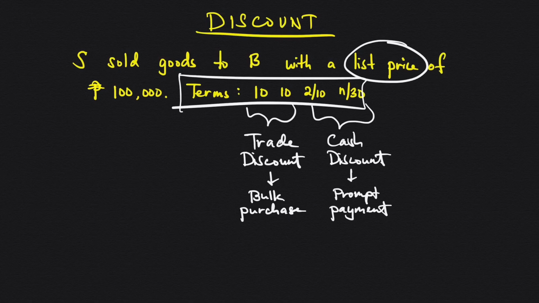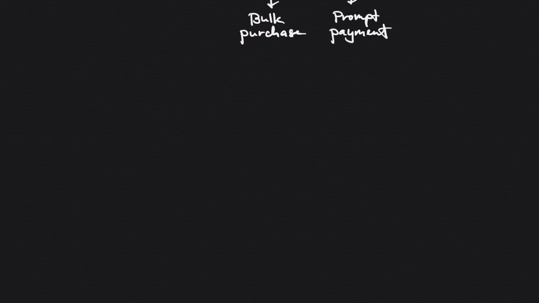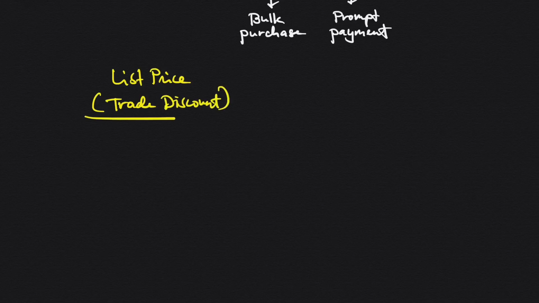But since this video will only focus on the computation of trade and cash discounts, I will leave the discussion of the recording in another video. To integrate the concepts discussed, let me write down this formula. List price minus the trade discount will give you the purchase or selling price.